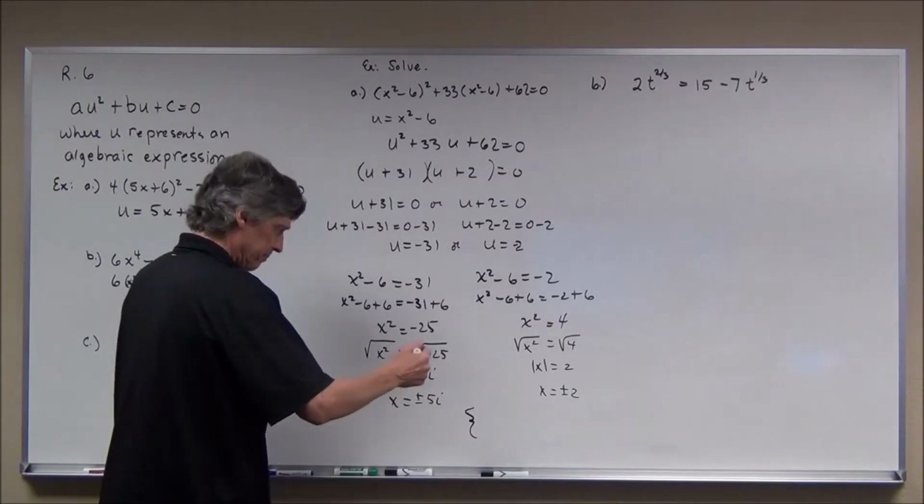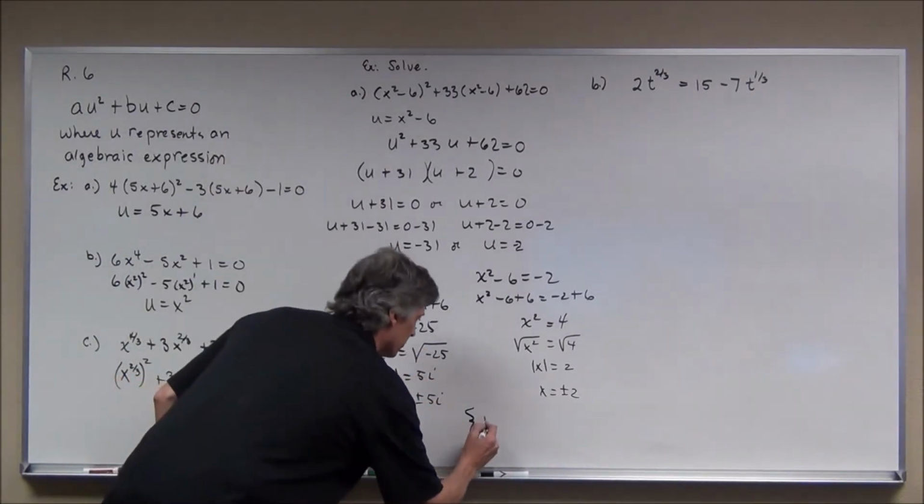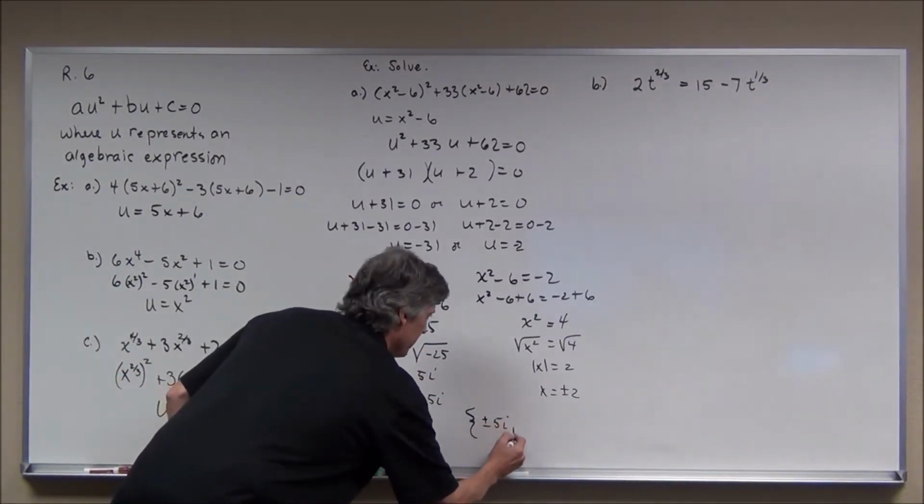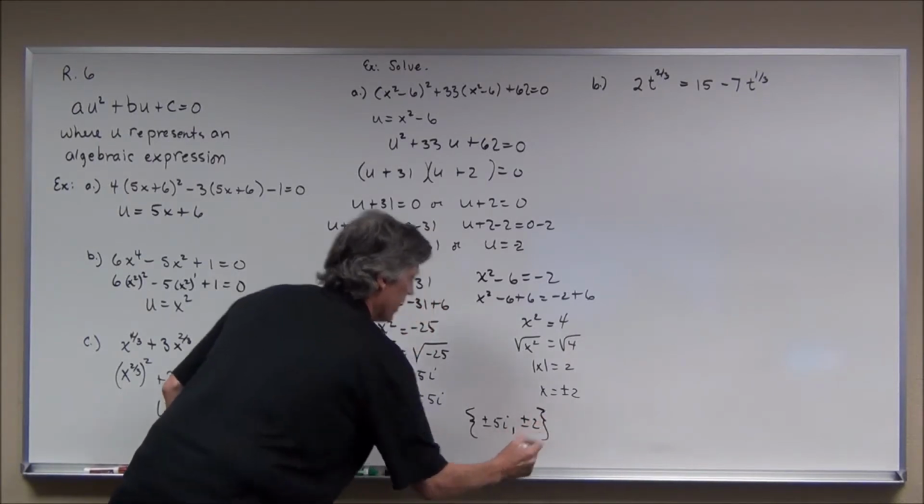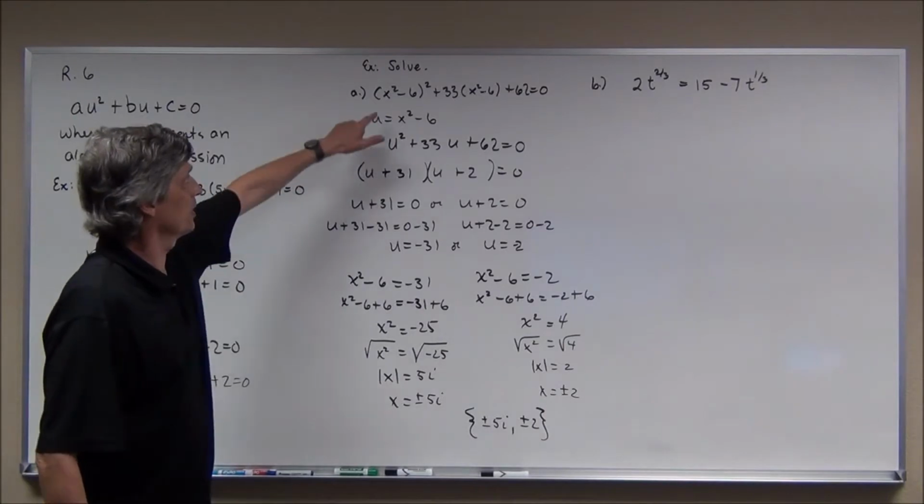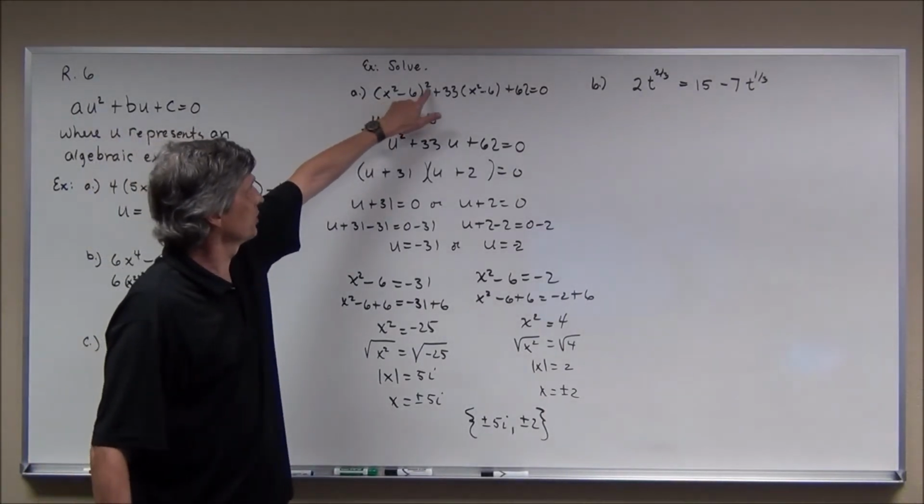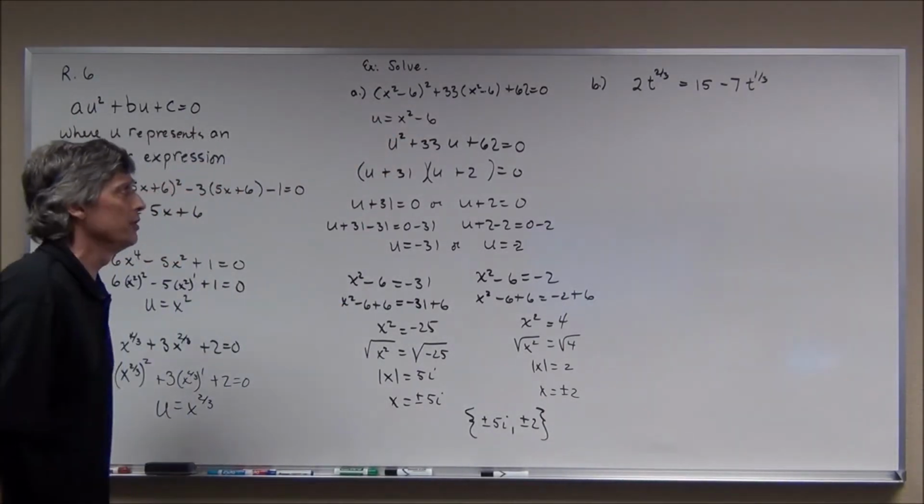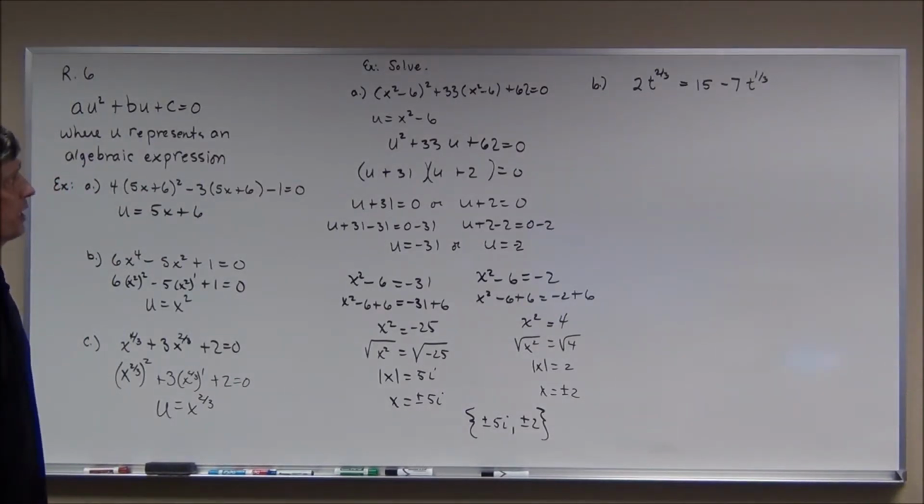And because I'm just going to write them conveniently, I'll just write them out as plus or minus 5i, plus or minus 2. Now if you're thinking it's a quadratic, how can you have 4 answers? Well, it's really not a quadratic. Look, this expression is going to be raised to the second power. This is a quartic. You're going to have as many as 4 distinct answers.